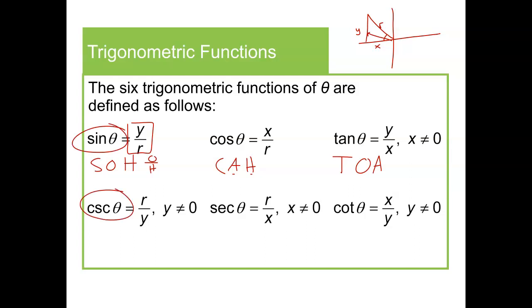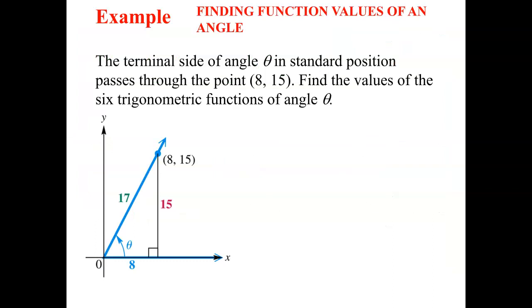Keep in mind these pairs. A lot of people want to mix them up and say that secant is the reciprocal of sine because you see the s's and you want to match those up. That's not the case. Cosecant is the reciprocal of sine. Secant is the reciprocal of cosine. So let's use them.